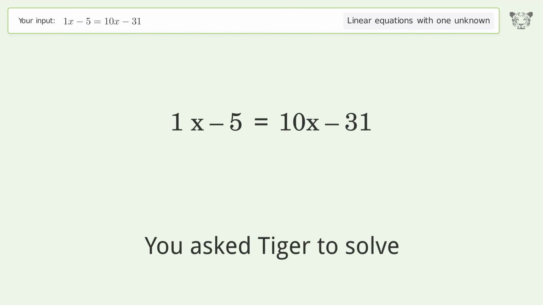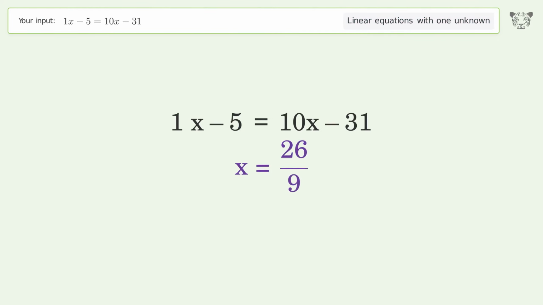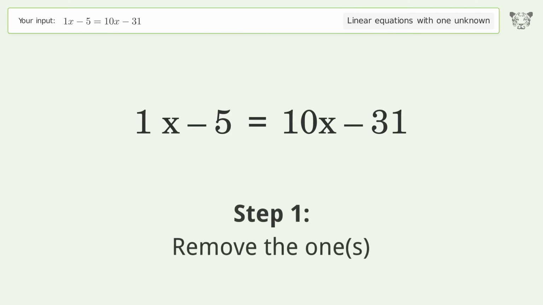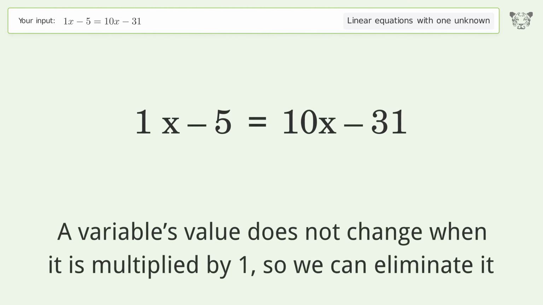You ask Tiger to solve. This deals with linear equations with one unknown. The final result is x equals 26/9. Let's solve it step by step. Remove the ones. A variable's value does not change when it is multiplied by 1, so we can eliminate it.